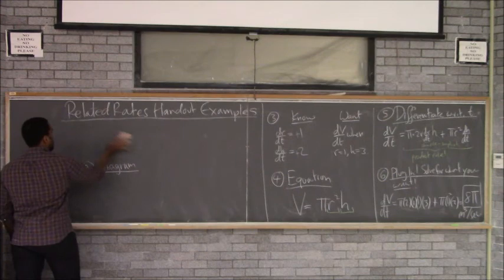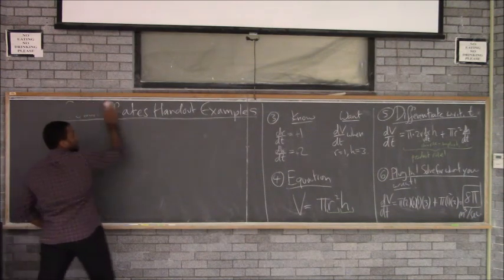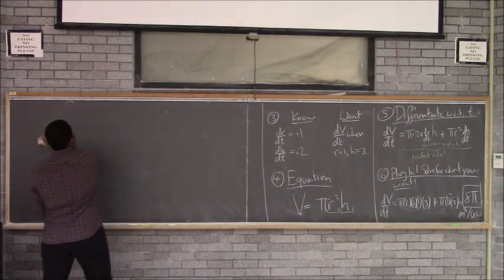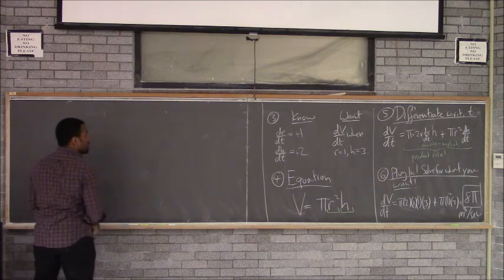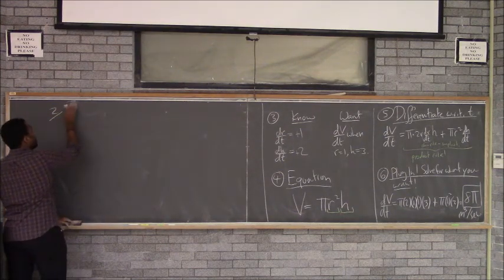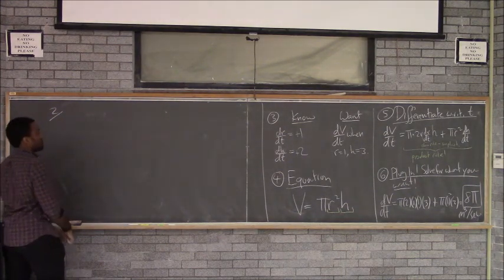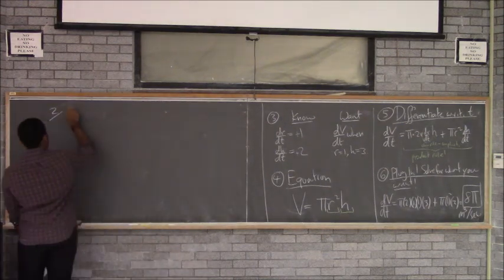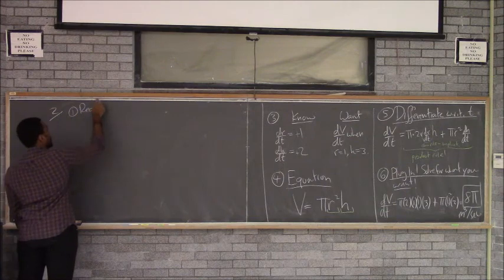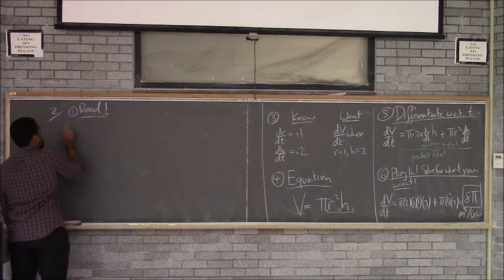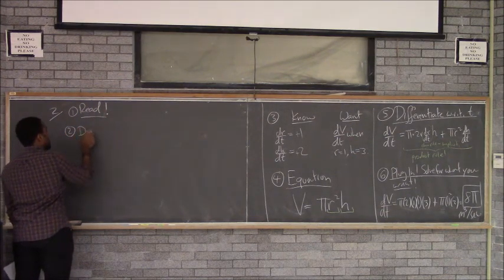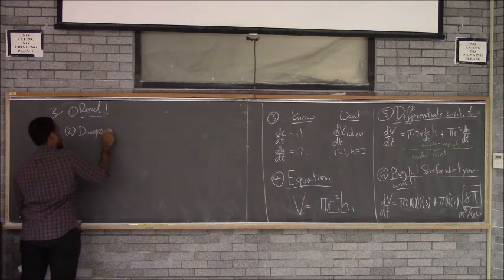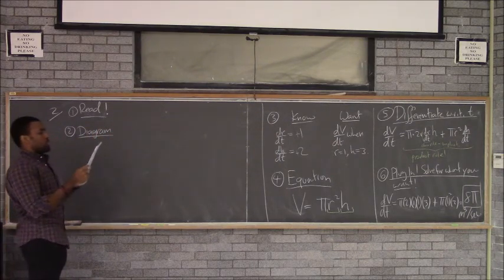I probably want to get some more space here because the other problems might get a little bit longer. Let's move on to problem 2. So, first step in a related rate problem is always to read. Second step would be to get a diagram if I need to. Let's make sure we read.